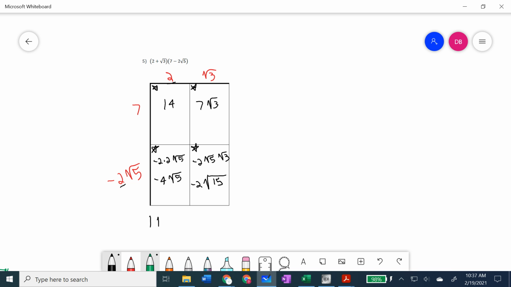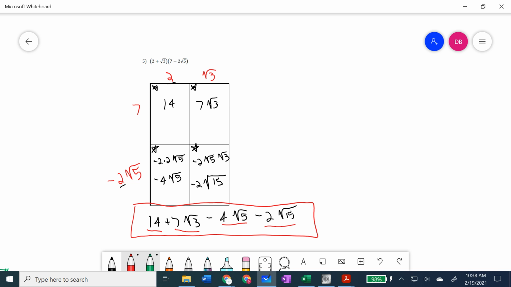So I have 14 plus 7 root 3 minus 4 root 5 minus 2 root 15. Now, the big question is, can you simplify any further? This does not have a square root. Everybody else does. This term has a square root of 3. Nobody else does. Root 5, nobody else does. Root 15, nobody else does. So I cannot add any terms together from there, and this is it.